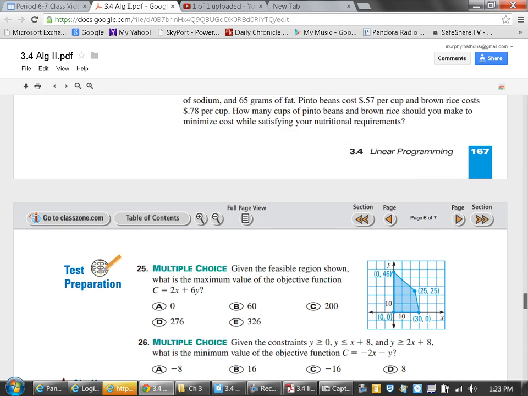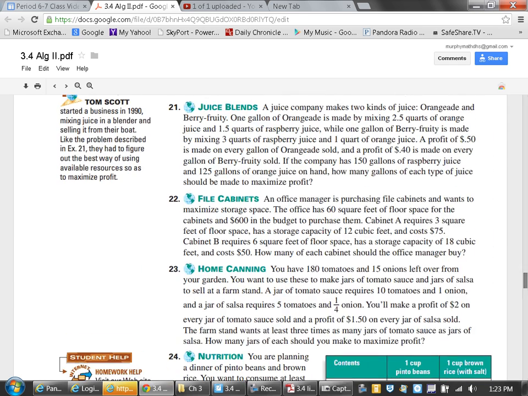167, I believe. Why are the book's word problems so bad? Like filing cabinets, home canning. Choose one. They're oversaturated. It's tough to find good ones like this.